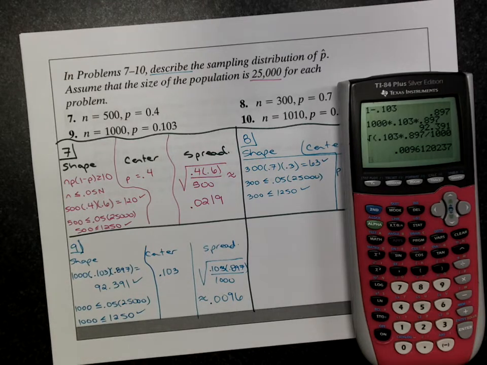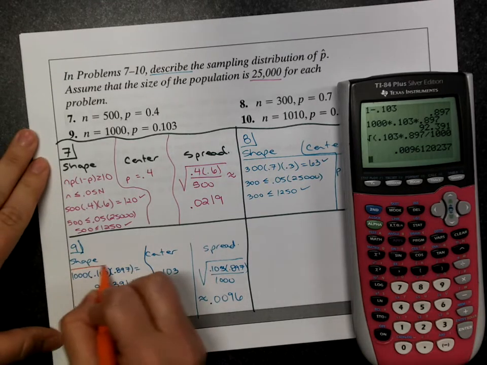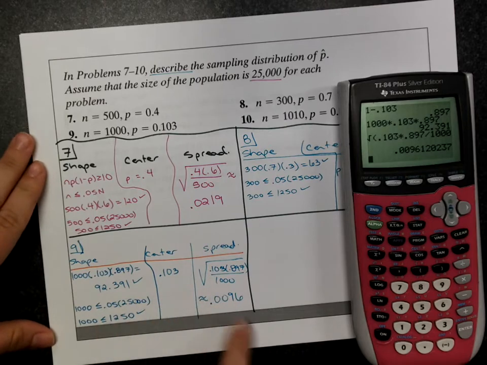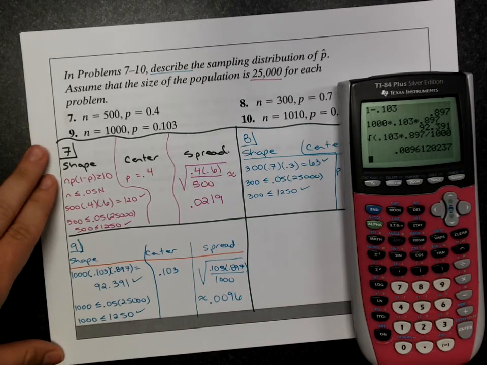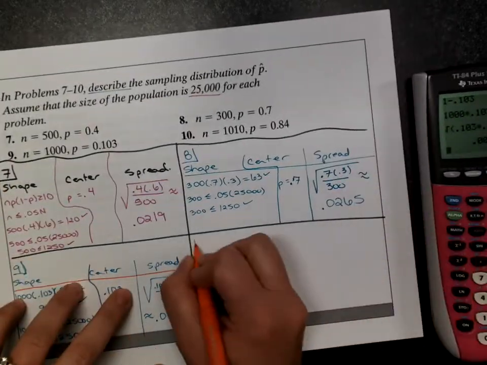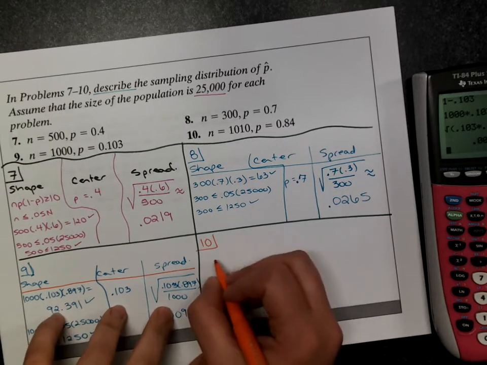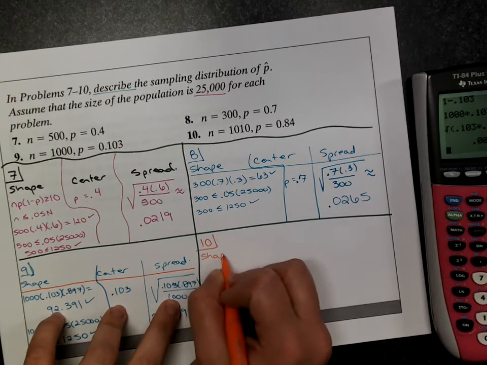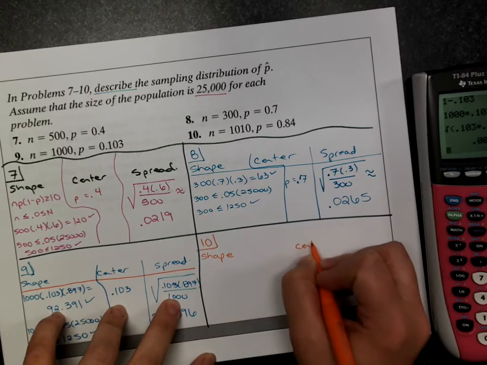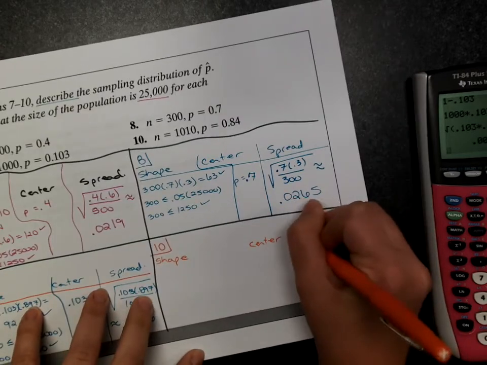So it's just exercising or practicing running these calculations. Kind of a pain. I don't like doing it. It's just a way to make sure that we're meeting our conditions and describing our distribution. So finally, number 10. We're going to do shape, center, and spread.